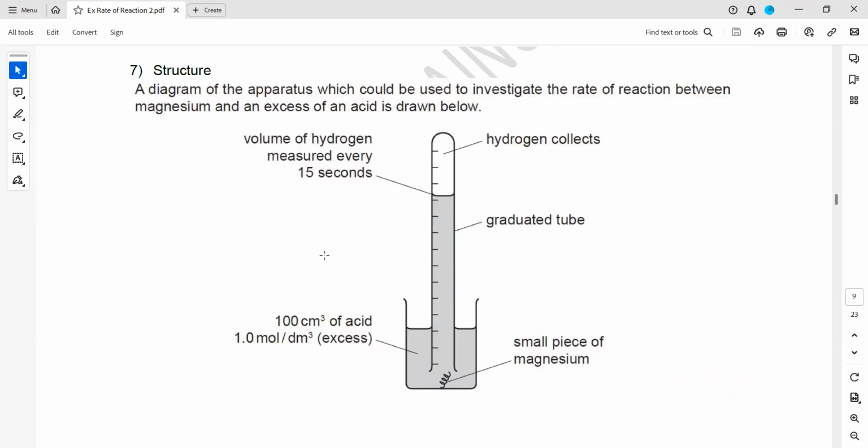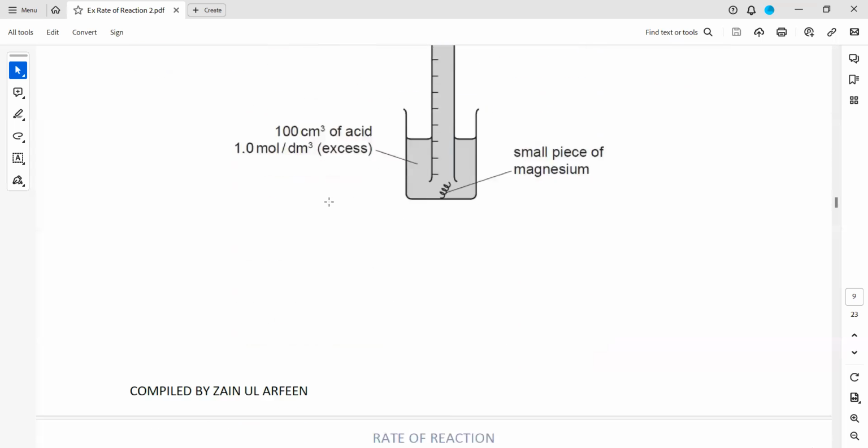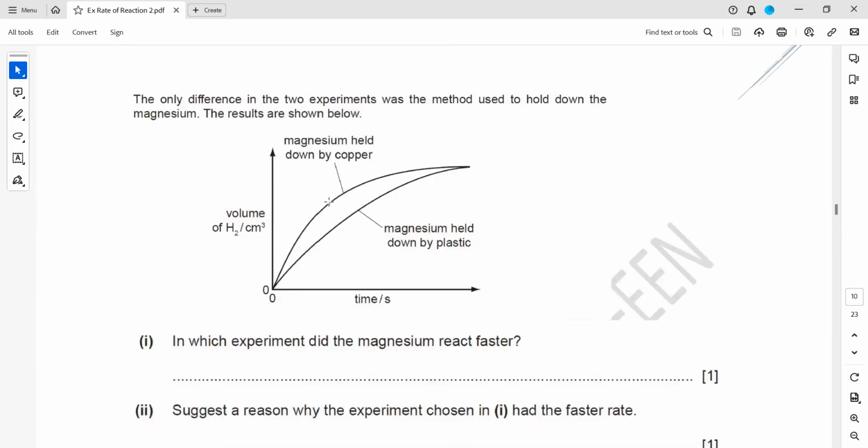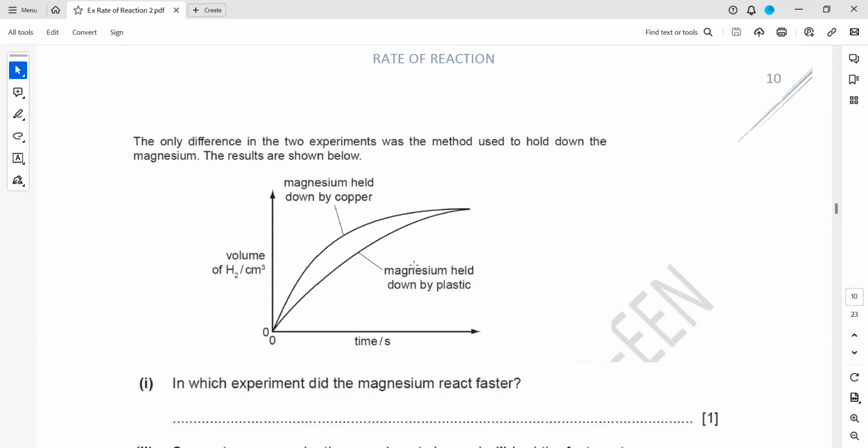A diagram of the apparatus which could be used to investigate the rate of reaction between magnesium and excess acid. So magnesium is reacting with an excess of acid, it gives off hydrogen gas, and we measure the volume of hydrogen gas in every 15-second interval. The only difference in the 2 experiments was the method used to hold down the magnesium. In the first one, we keep the magnesium down by using copper. In the second one, we use plastic to hold it.